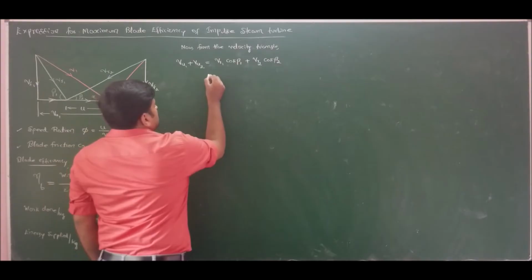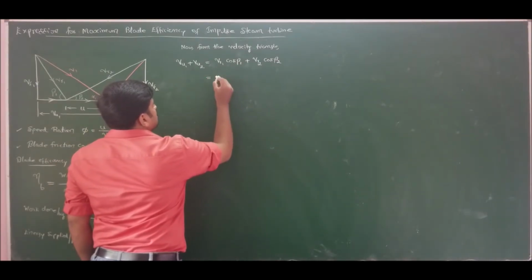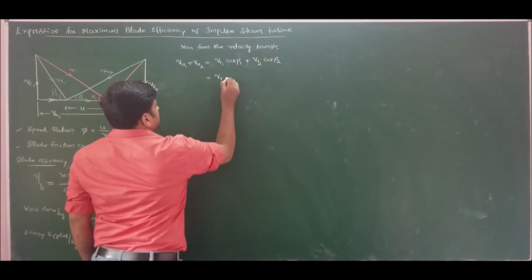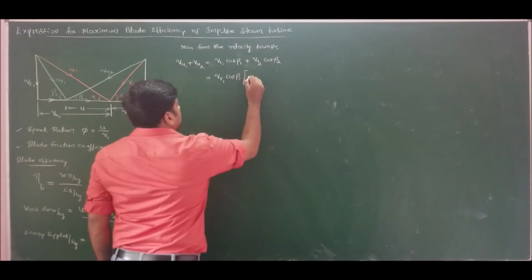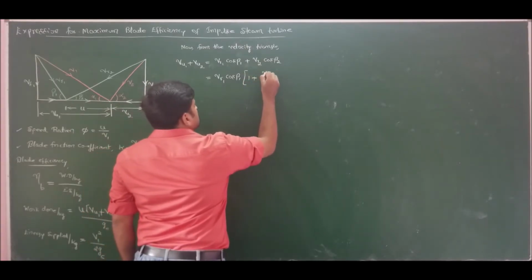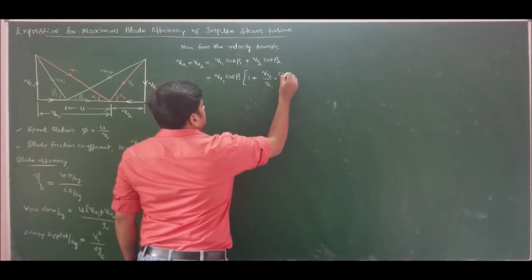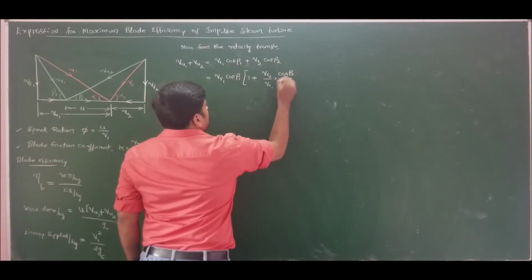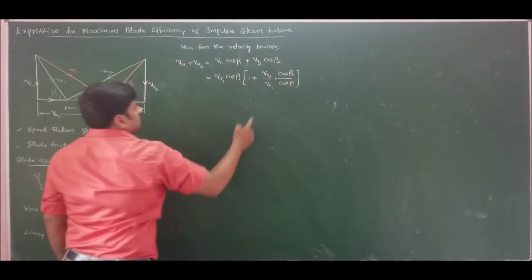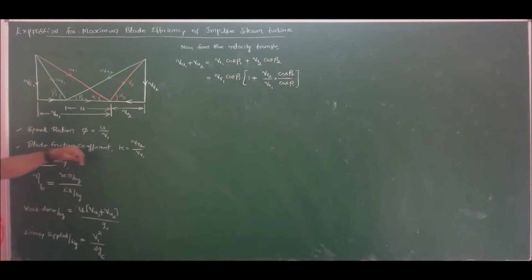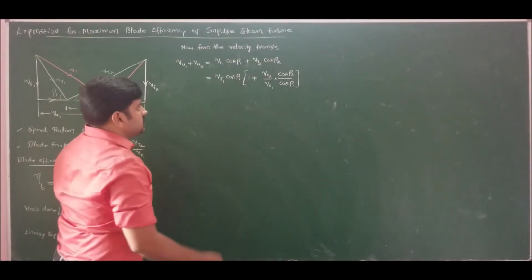Now let me introduce the blade friction coefficient. I take Vr1 cos beta 1 common, and I get 1 plus Vr2 by Vr1 into cos beta 2 by cos beta 1. Now we know that Vr2 by Vr1 is the blade friction coefficient. Let us define cos beta 2 by cos beta 1 as a constant C.